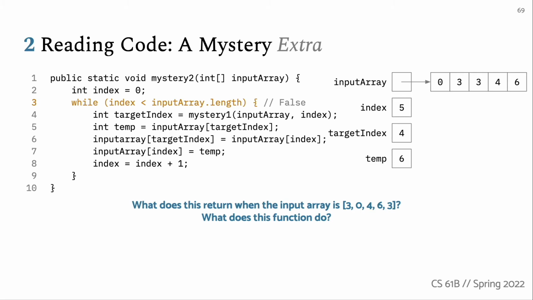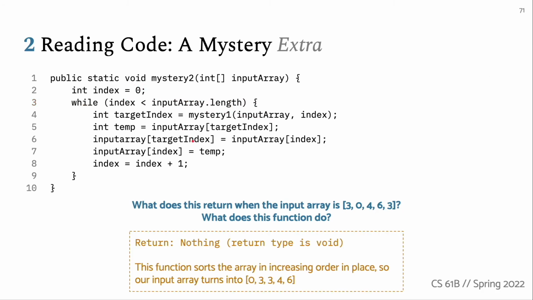So we're going to go down here. And this isn't going to return anything because this return type is void, unlike our previous function. So we're just done. What does this function do? This function sorts the array in increasing order in place. So our input array turns into 0, 3, 3, 4, 6. We'll learn more about sorts later, so at that point you will recognize this as selection sort.